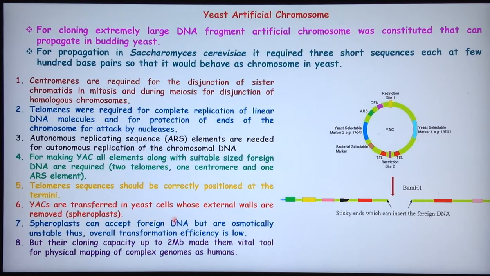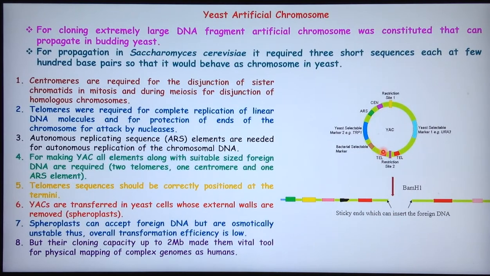YACs are transferred into cells whose external cell wall was removed. These are referred to as spheroplasts. Spheroplasts can accept foreign DNA but are osmotically unstable, so transformation efficiency is low, but their cloning capacity can be up to 2 MB. So this made YACs a vital tool for physical mapping of the genome.